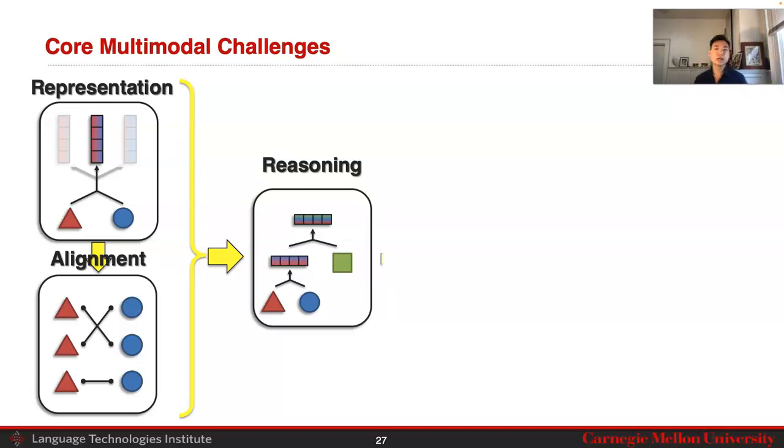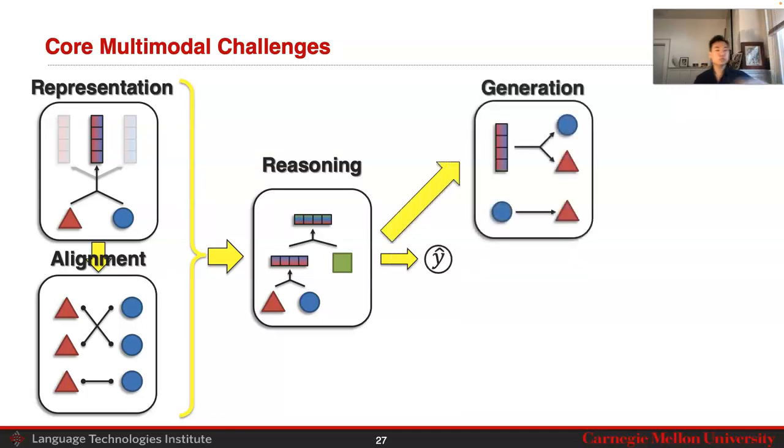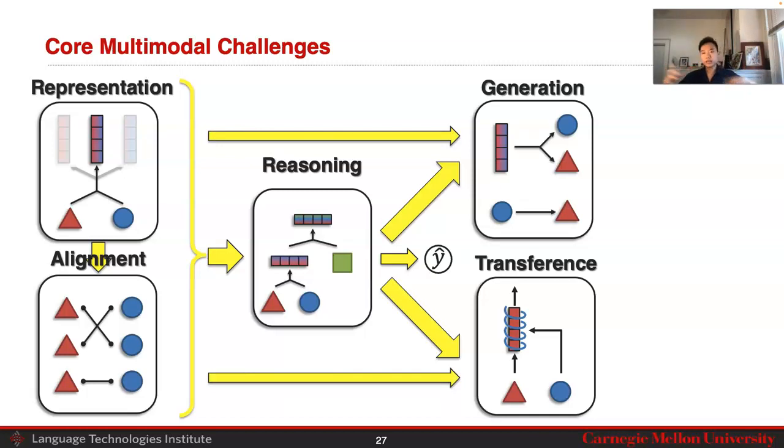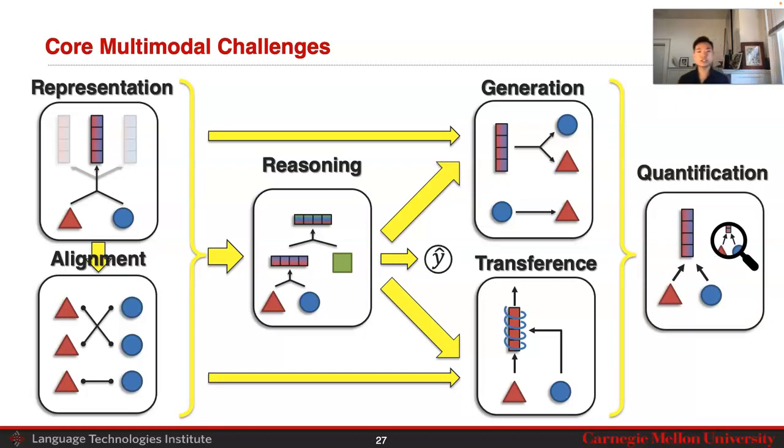Sometimes you might do explicit reasoning to get a prediction, but sometimes you might also want to do explicit reasoning to better generate multimodal data or to better transfer knowledge from one modality to the other. And of course, we don't do reasoning all the time. It would be great if we did, but sometimes you might just skip from representation and alignment to whatever your end task is, whether prediction, generation, or transference. And finally, quantification is this overarching challenge that revisits all of these previous challenges and tries to get a better understanding of the learning and optimization challenges in these multimodal methods.